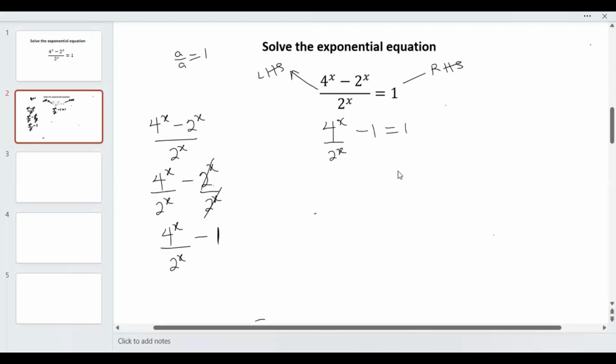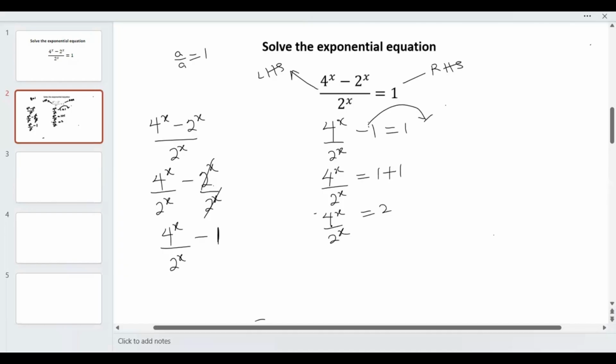Now, to make this a little bit simpler, I'll take the minus 1 from the left-hand side to the right-hand side. And I have 4 to the power of x over 2 to the power of x equals 1 add 1. 1 add 1 is going to give me 2. So I can say this is 4 to the power of x over 2 to the power of x equals 2.